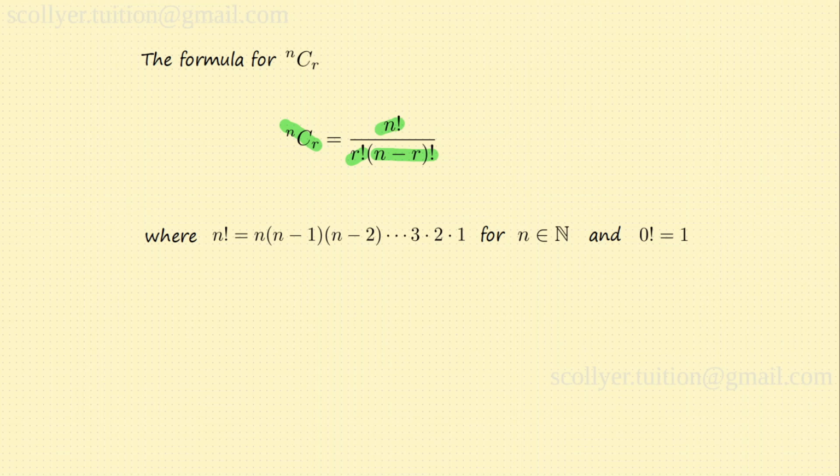And the definition for n factorial comes in two parts. If n is 0, then 0 factorial is defined to be 1. If n is an element of the set capital N, which is the set of counting numbers, the numbers 1, 2, 3, 4 up to infinity, then n factorial is the product of the integers from n down to 1. It is n times (n minus 1) times (n minus 2) ... times 3 times 2 times 1.